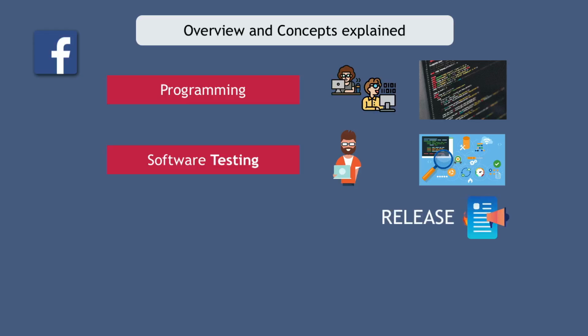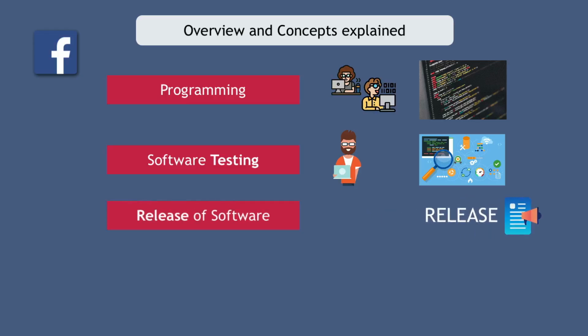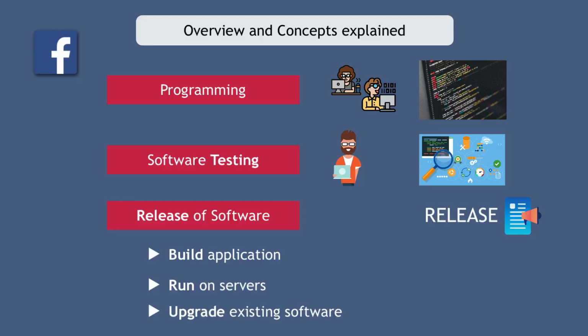And that process is basically the release process of the application. And in order to release an application, you have to build that application, meaning package it into a compressed code and then run it on servers, right? Of course, in case of Facebook, the application is already running on multiple different servers. So when a new feature gets added, that feature needs to be added to that running code. So basically the application needs to be updated or upgraded.